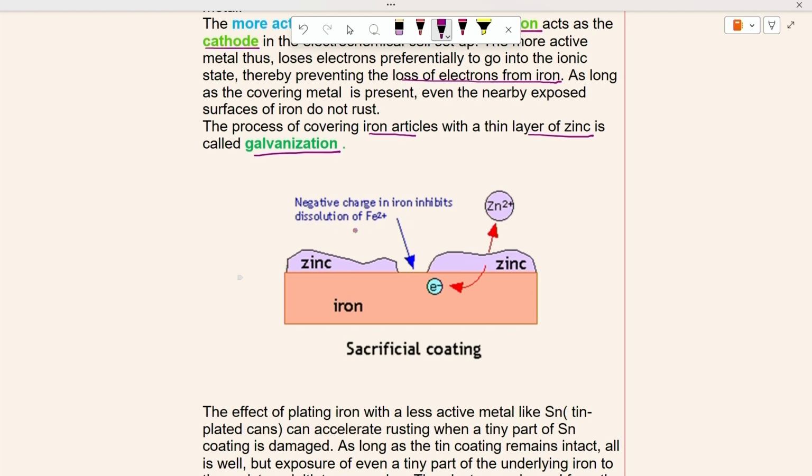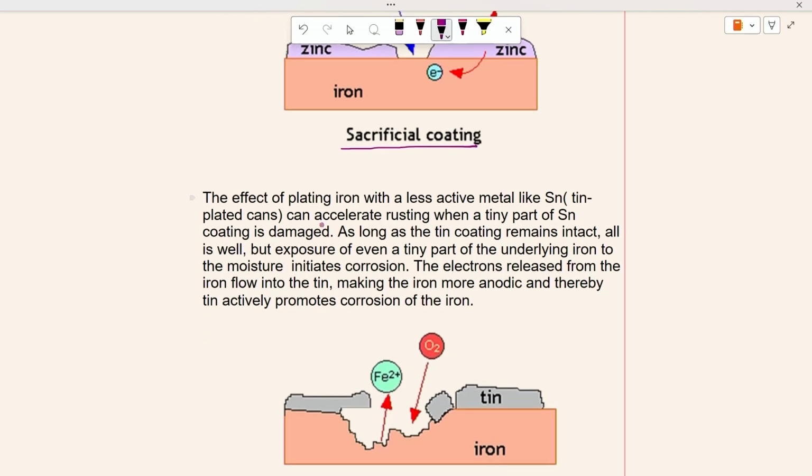As long as this coating is there, the iron is protected because zinc will get oxidized, pushing its electrons to iron. So iron is saved, it is not undergoing any corrosion, and therefore it is a sacrifice on the part of zinc, because zinc is getting corroded instead of iron, and iron is saved, and therefore the word sacrificial coating. Okay. Now, what happens if iron is coated with a less active metal, especially tin?